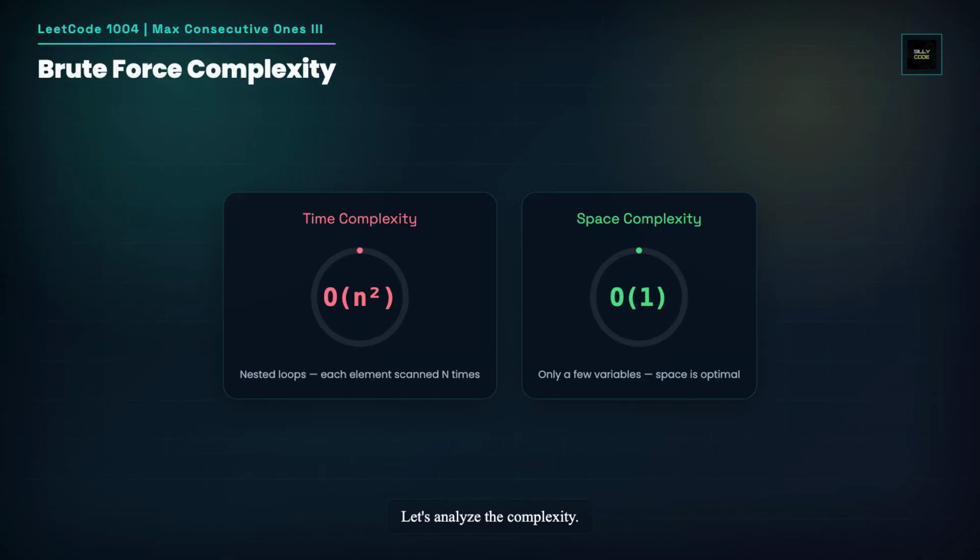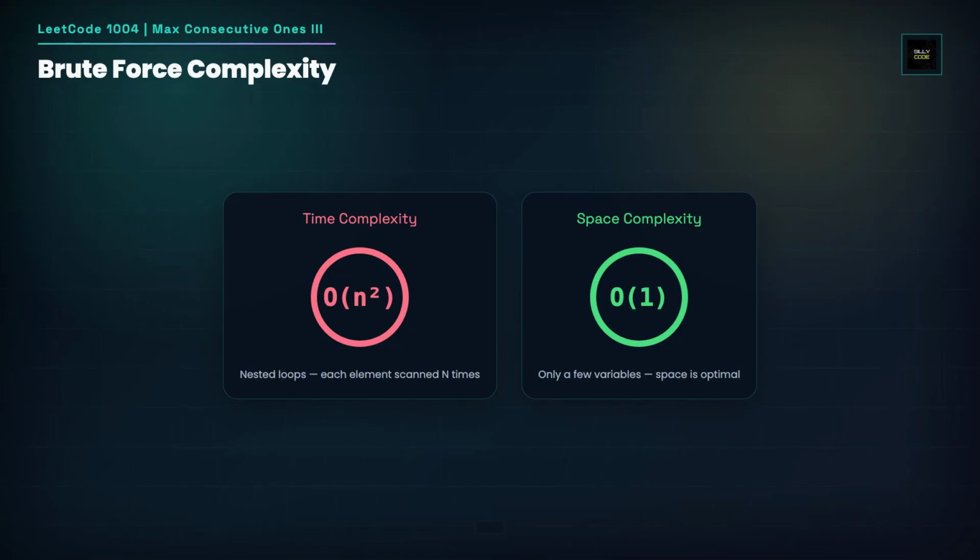Let's analyze the complexity. Suppose the array contains n elements. For every starting position, we may extend the subarray through almost the entire remaining array. That gives us roughly n squared operations. So the time complexity becomes O of n squared. Now let's talk about space. Apart from a few variables like the zero count and the maximum length, we don't create any extra data structure. So the space complexity is O of 1. The space usage is already optimal.